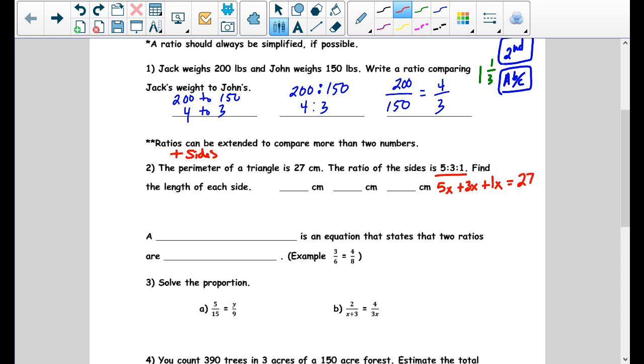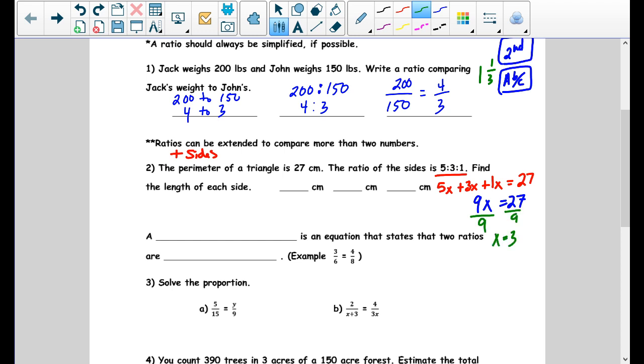Okay? Because again, remember, this is a simplified ratio, so we need to find what I multiplied to each one to get that actual length. Okay? So combine like terms. So 5 plus 3 plus 1 gives me what? 9x. And to solve for x, we do what? Divide by 9. So x equals 3.